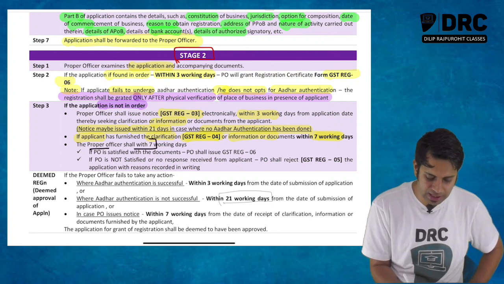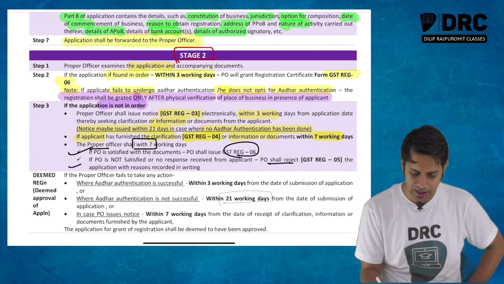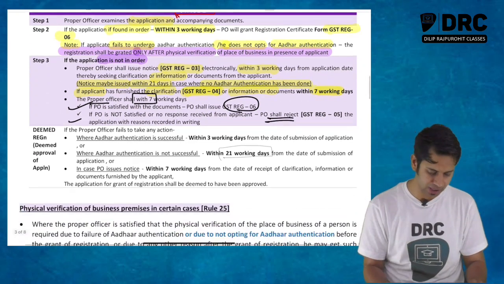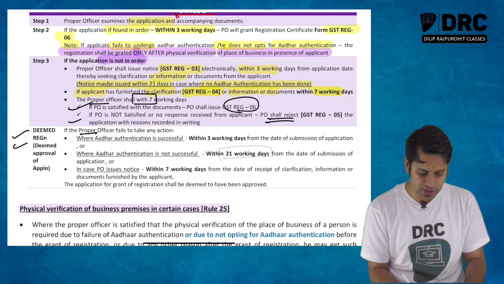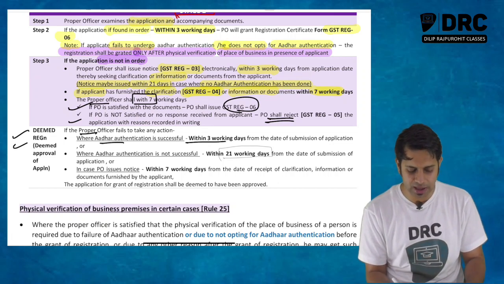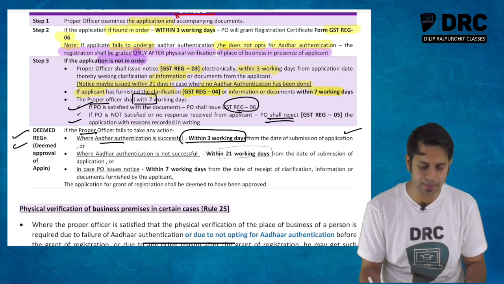The proper officer has 7 working days. If he is satisfied, he gives the registration. If he is not satisfied, he rejects the application. Now there is also deemed registration, or deemed approval. If Aadhaar authentication has been done and within 3 working days the proper officer is not replying anything, then it will be deemed as registration.